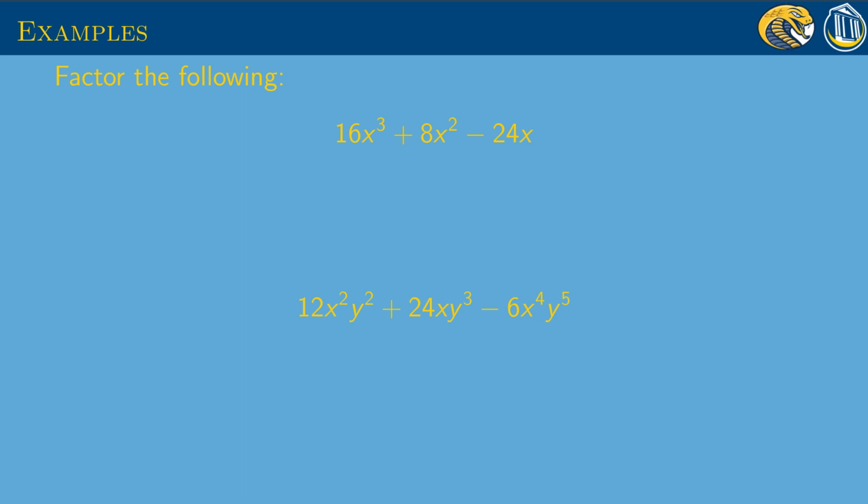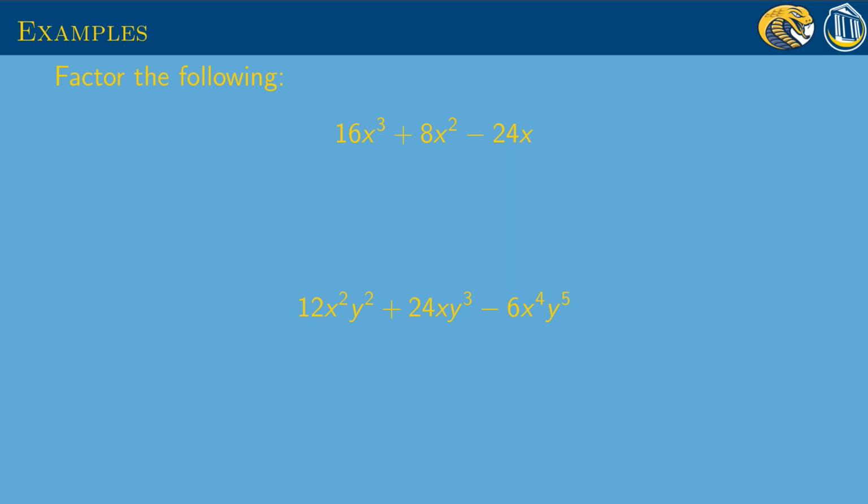Sometimes we have multiple terms. In this case, we want to find the largest multiple that we can pull out of all of the terms at once. So let's take a look. 16x cubed. I notice that I can pull a 4 out of that. I can pull an x or an x squared out of that. 8x squared, we can pull out an 8. We can certainly pull out an x. And then 24x, this is going to limit the number of x's that we can pull out.